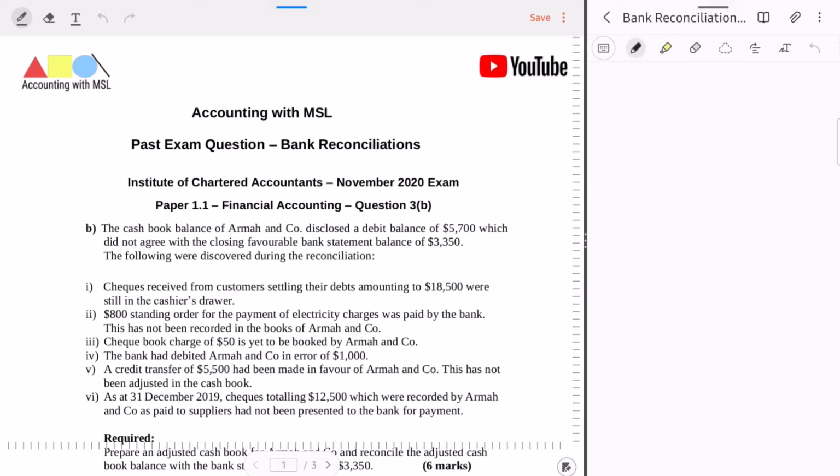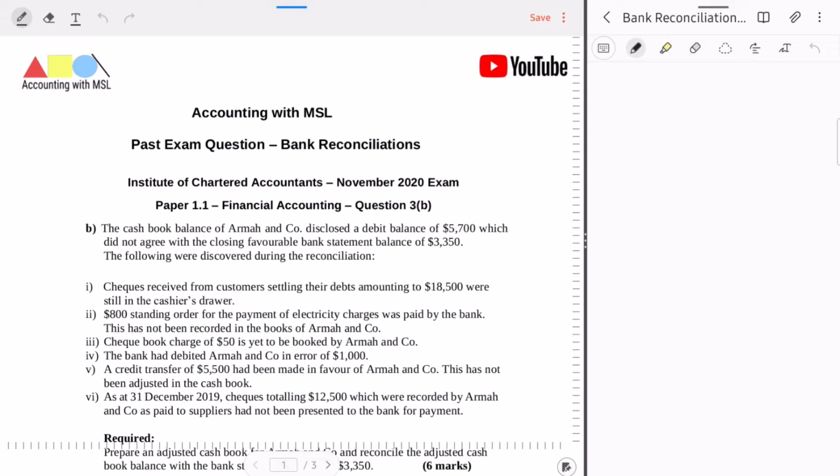I will use 3 past exam questions to teach you bank reconciliations. If you stay with me through to the very end and we've gone through all of these 3 questions, I promise you that not a single bank reconciliation question on the face of the earth can ever beat you in any exam question. So let's start.